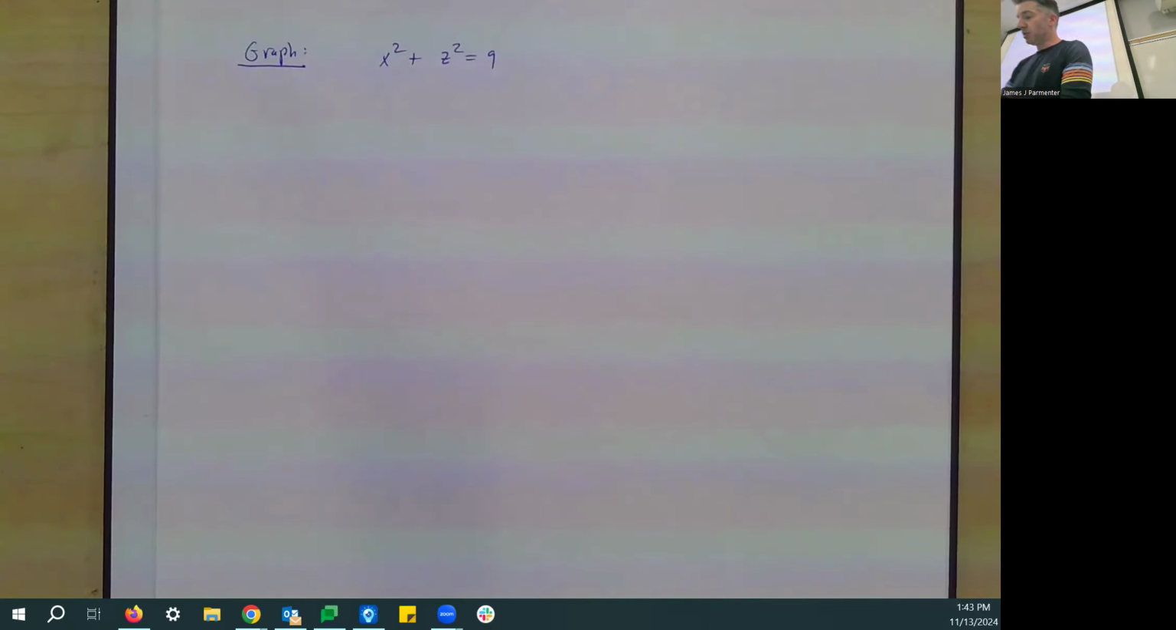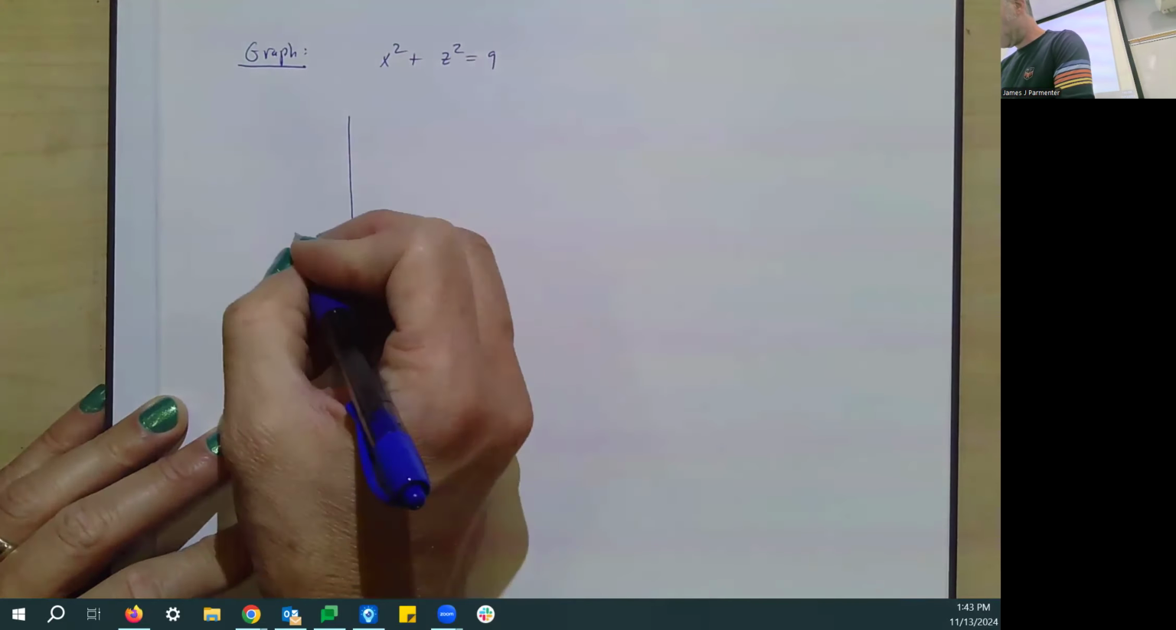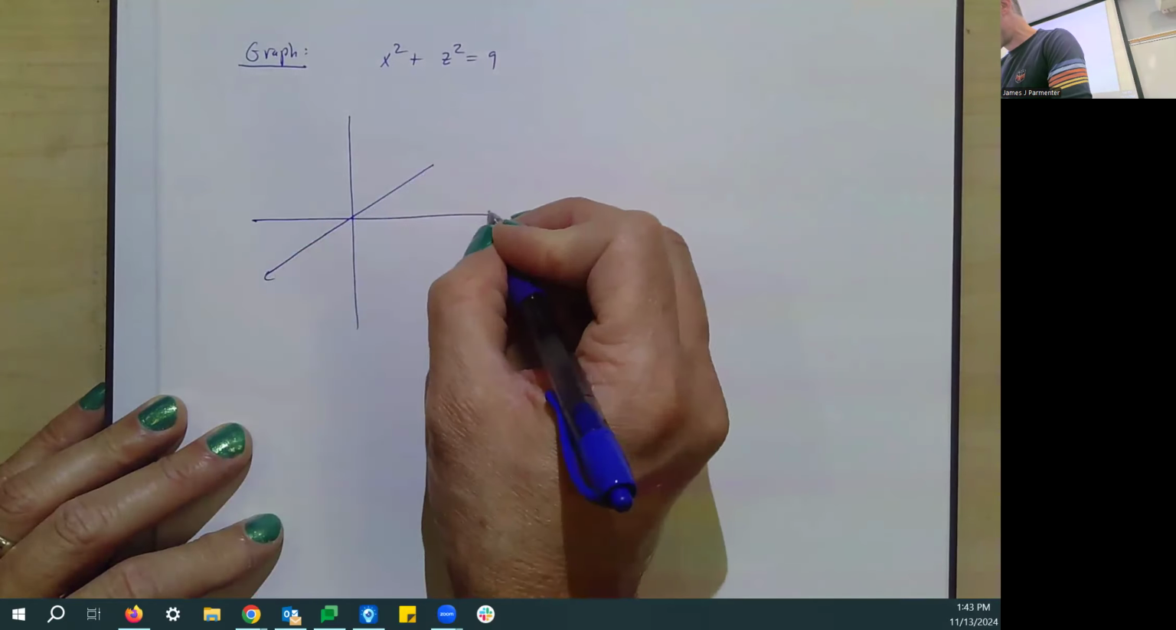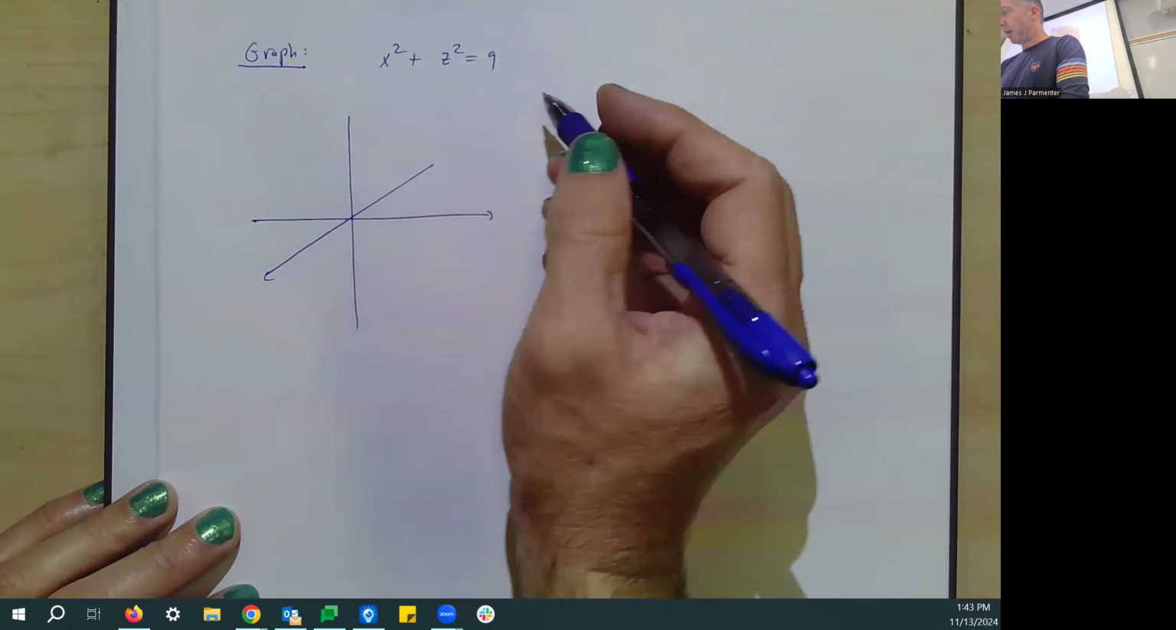Yeah, it looks like a circle, but we can extend that circle in the y direction. So first I'm going to draw this circle in the xz plane, which is kind of a pain in the butt. So this is a circle of radius 3.